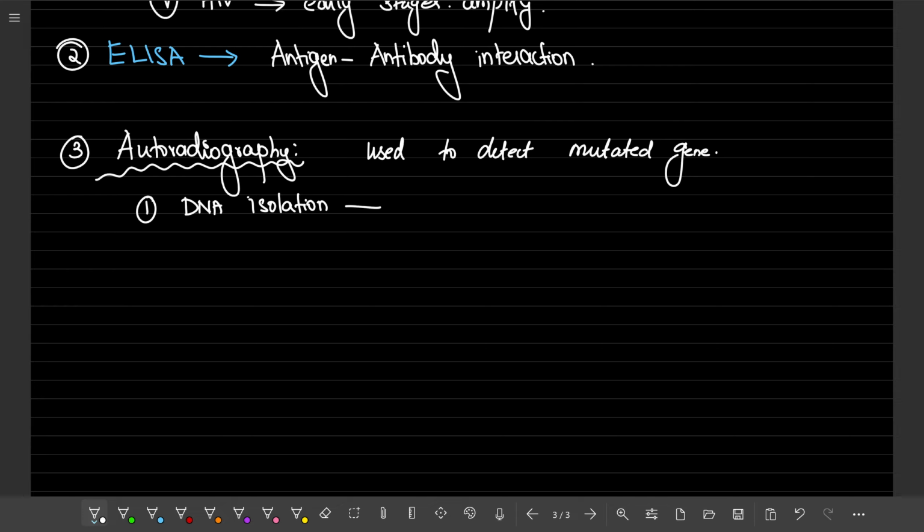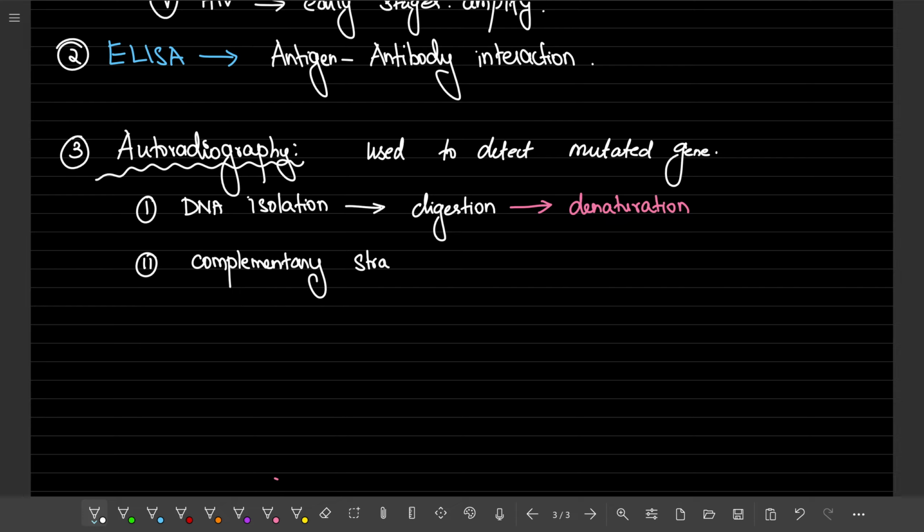So, first thing is what? DNA isolation. DNA is taken from whichever animal, organism or human you want to check the mutation for. DNA isolation is done, DNA digestion is done. Digestion always means breaking of bonds. So DNA digestion is done and DNA denaturation is also done. And then what is the next step?